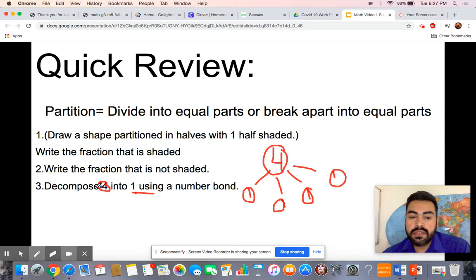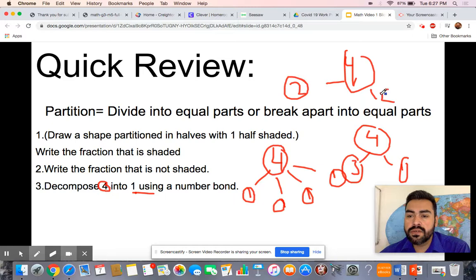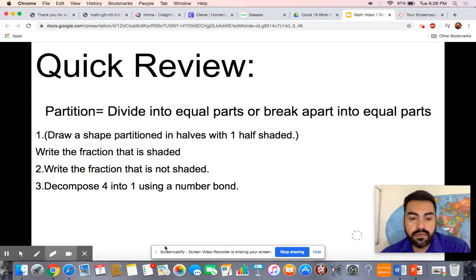I mean, if it just said decompose the 4 using a number bond, I can also break it up into a 3 and a 1. 3 plus 1 equals 4. I could break it up into, I know it looks like a cube, but we get it, it's a 4. A 2 and a 2. That's also a number bond. The reason this would have been the correct answer is because this is what it's telling us to do. Decompose 4 into 1s using a number bond. So let me erase. So that's a quick reminder.